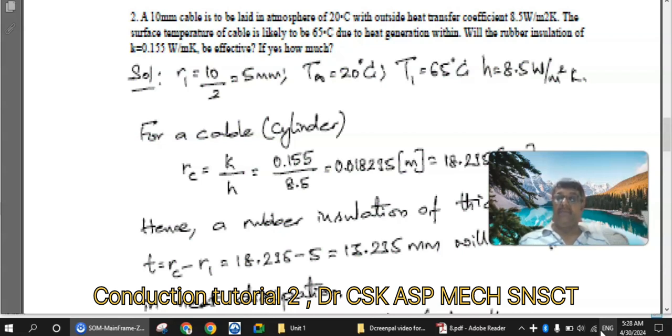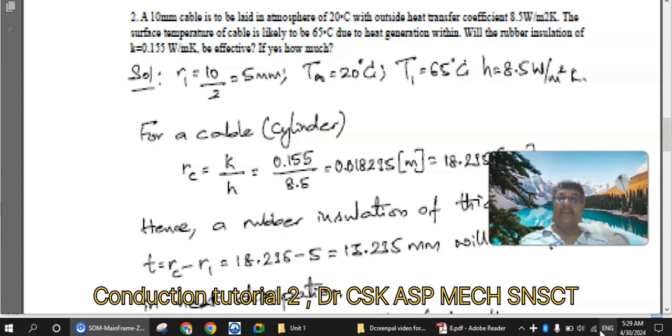So a 10 mm cable is to be laid in an atmosphere of 20 degrees centigrade with an outside heat transfer coefficient of 8.5 watts per meter squared Kelvin. That is h, the heat transfer coefficient. The surface temperature of the cable is likely to be 65 degrees centigrade due to heat generation within. As I said already, due to electron flow in the cable, there will be generation of heat within it.